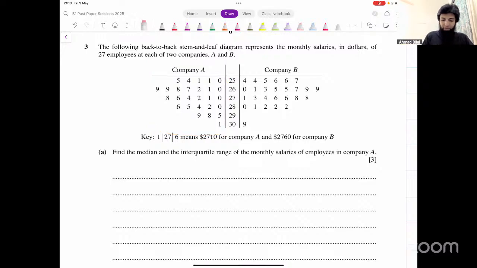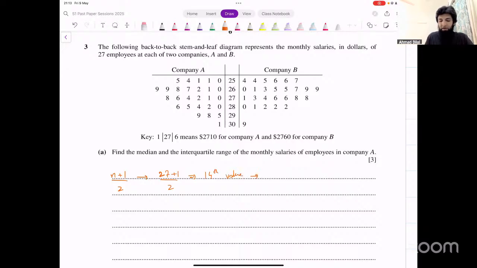So for ungrouped data, how do you find median and interquartile range? For median, we use n plus 1 over 2, right? What's the total number of values? That's 27. 27 plus 1 over 2, that gives us 14. The 14th value is going to be the median.